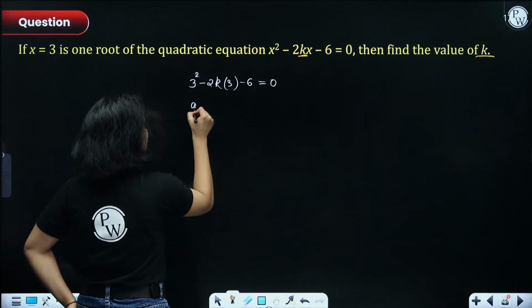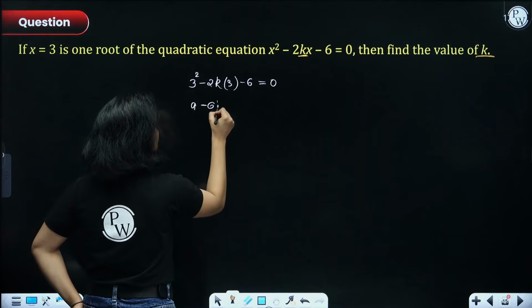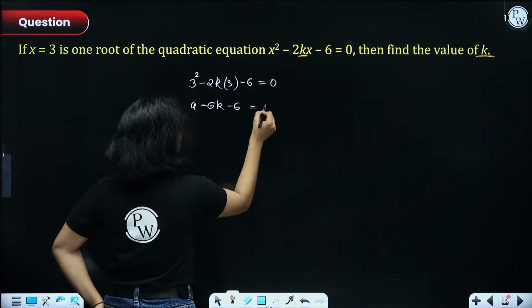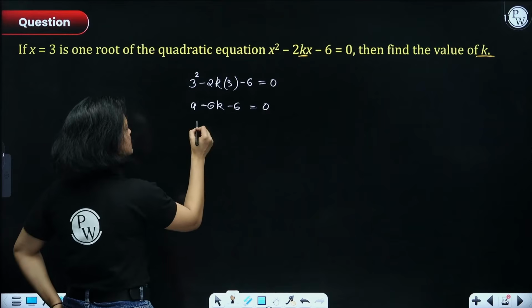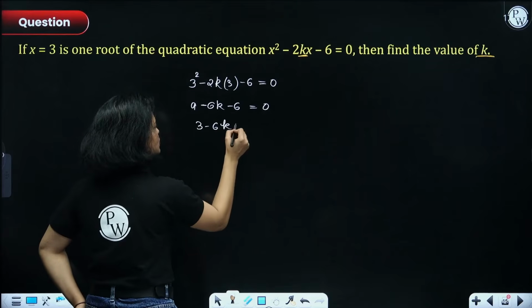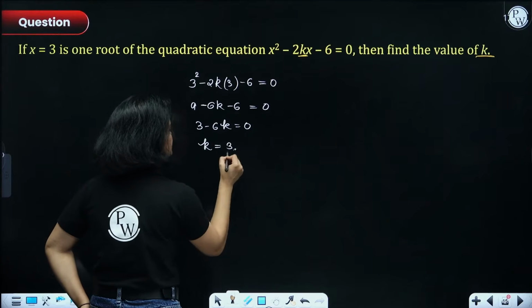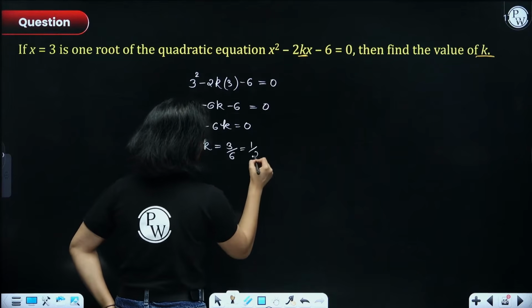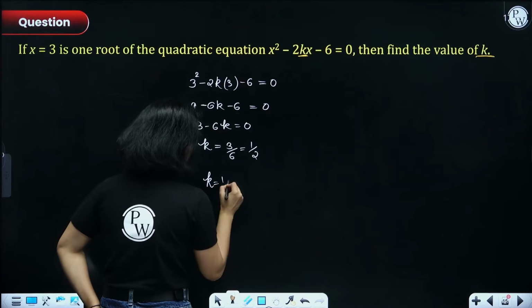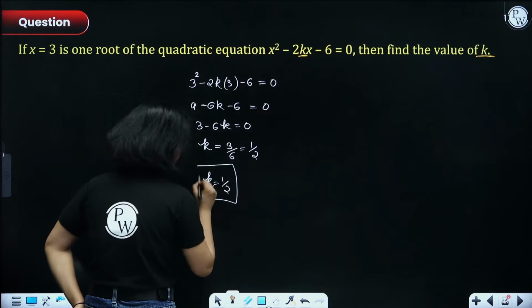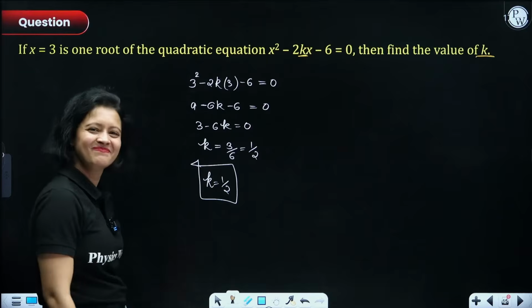So, I have 9 minus 6k minus 6 is equals to 0. So, 9 minus 6 is 3. So, 3 minus 6k is equals to 0. From here, what do you get? You get k as 3 over 6, everyone, which is equals to half. So, the value of k comes out to be half. That's it. Simple. Easy. Right?